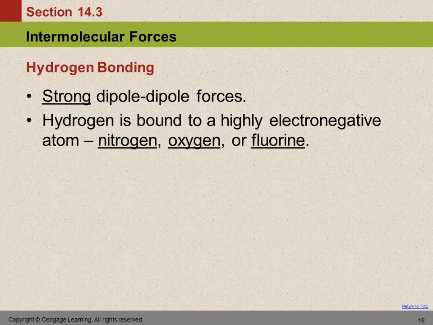So hydrogen bonding is just a special word for really strong dipole-dipole forces. And this happens when we have an especially polar situation. And this occurs when we have hydrogen bound to a very highly electronegative atom, such as nitrogen, oxygen, or fluorine. Remember on the periodic table we said fluorine was the most electronegative. Oxygen and nitrogen are right next to it. They are the two next most electronegative elements. And so here's one way to remember those guys.